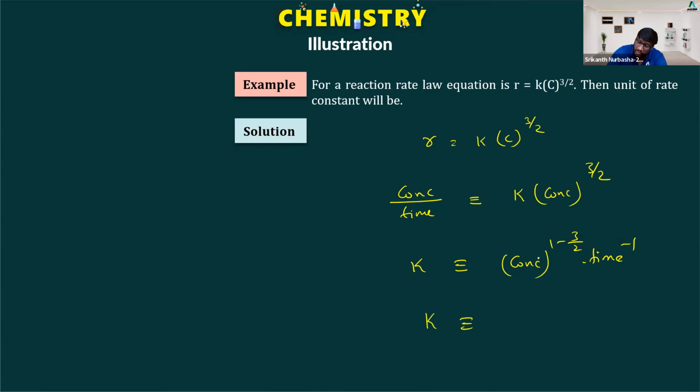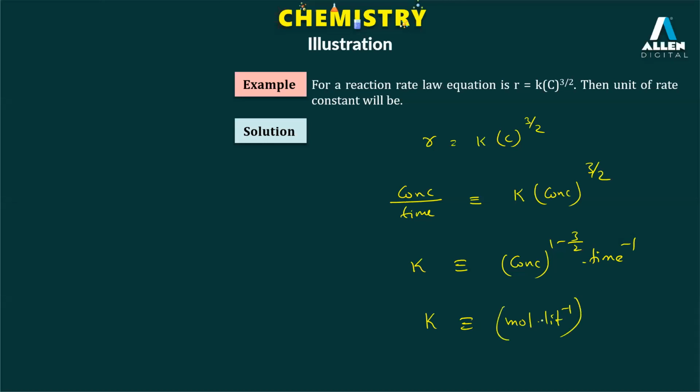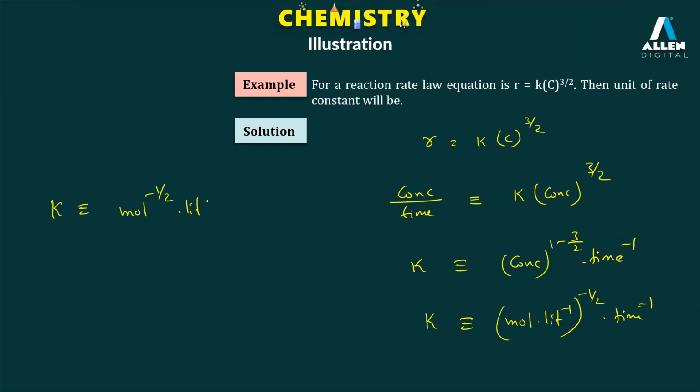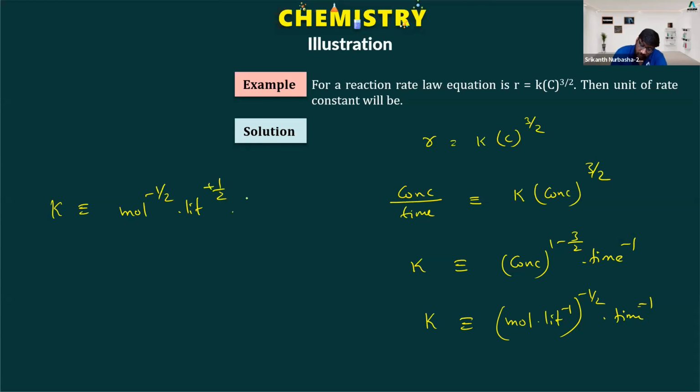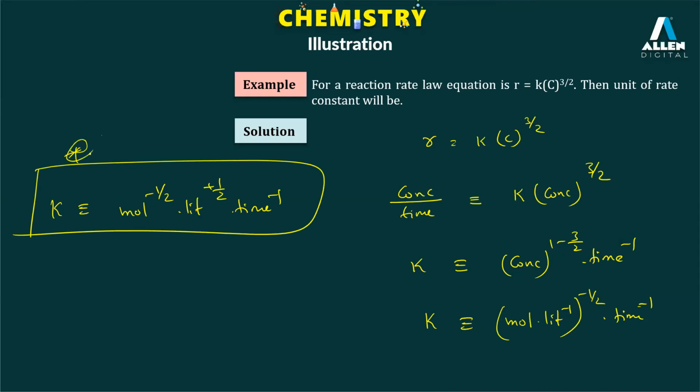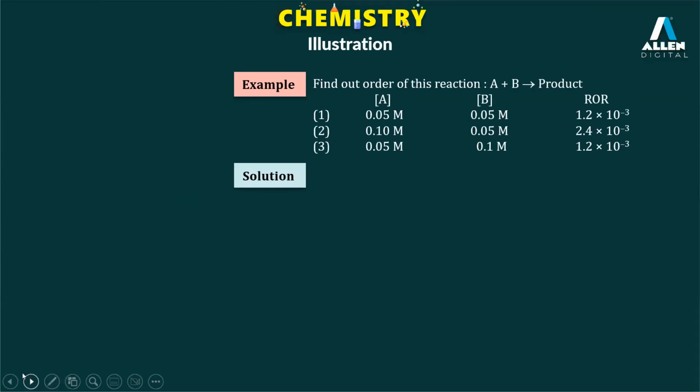So K is equivalent to concentration, which is mole liter power minus 1, whole power minus 1 by 2, into time power minus 1. So K will have the units of mole power minus 1 by 2, liter power plus 1 by 2, time inverse. That will be the unit of rate constant K for this particular rate expression. Right? Yes, sir. Right. Yes.